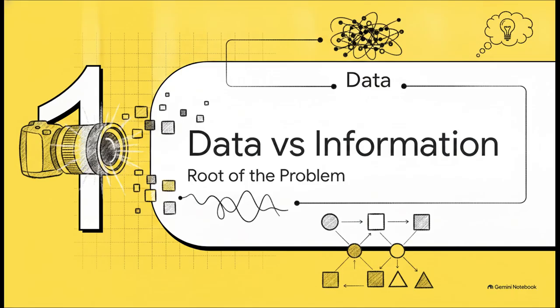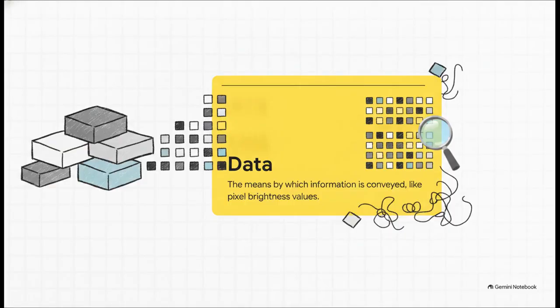To really get how image compression works, we kind of have to change how we think about what a digital image actually is. The crucial point here is understanding that data is simply the raw delivery mechanism. It's the heavy, clunky building blocks of a digital file. In an image, data usually takes the form of pixel gray level values, basically numbers telling your screen exactly how bright a microscopic dot should be.